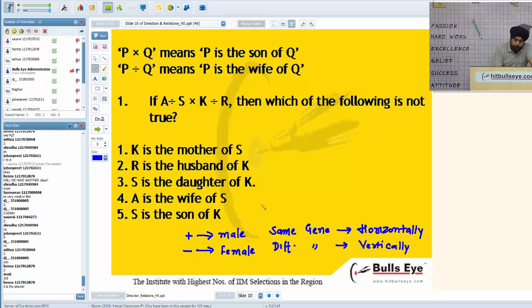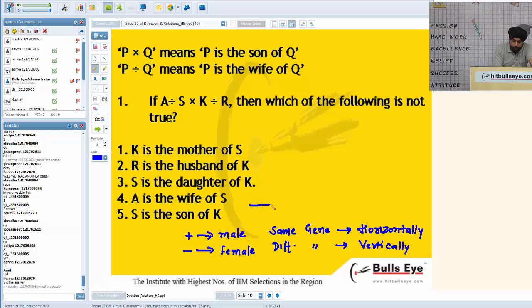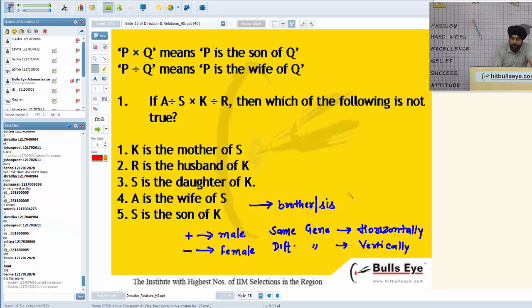Besides that, for people who have a sibling relationship, that is brother or sister, you can put a single arrow. For people who have a spouse relationship, that is husband or wife, you can put a double arrow, so that there is no confusion. Now talking about this question, students, A is given to be the wife of S. So A is a female and she is given to be the wife of S. So S is a male.